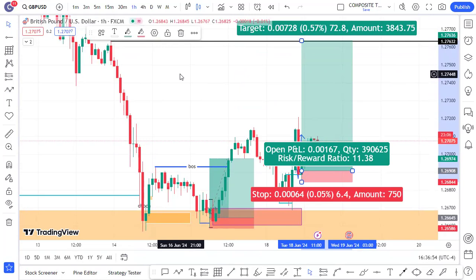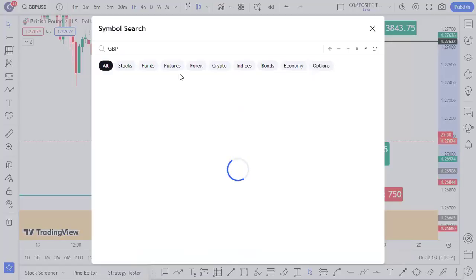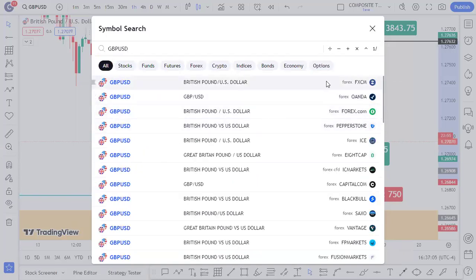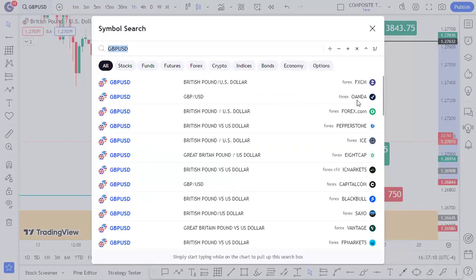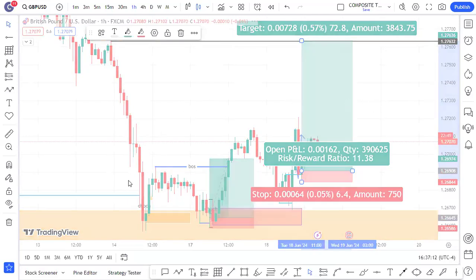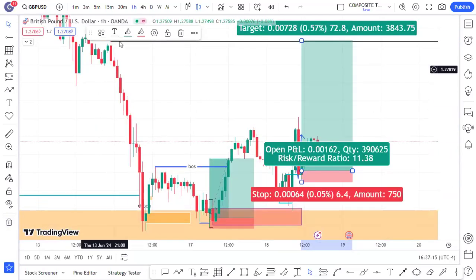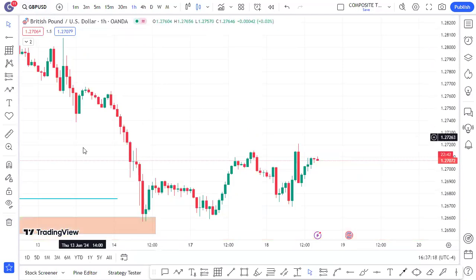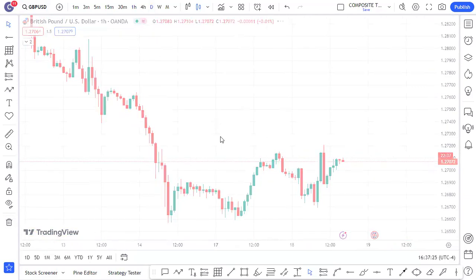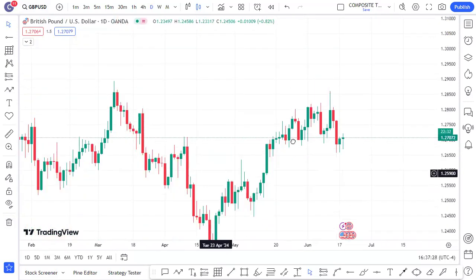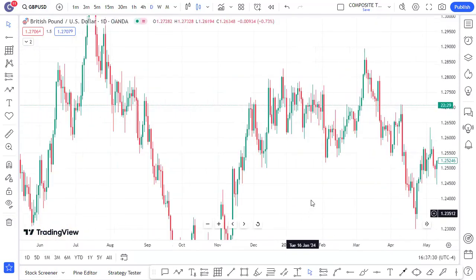Let me use the blocker tool on this pair. I'll go to the daily time frame, and I'm going to give the analysis, explain how I did my analysis, and also those entries.